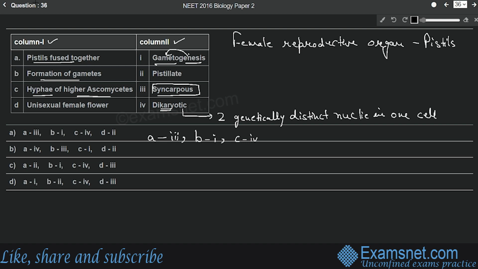Now let's come to the fourth one, unisexual female flower. That means only one sex is there, and that is female. So it will be pistillate in nature because only pistil is present in unisexual female flowers and no stamen is present. So it will be matched with pistillate. So the correct match for D will be number 2. So according to this, the correct option will be option number A.